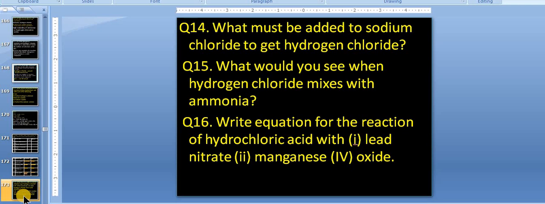Sir, in question number 15, it is mixing with ammonia, not ammonium hydroxide. What would you see when ammonia is mixed? Better, also see ammonia plus HCl will give ammonium chloride, NH4Cl. Right? Yes, sir. Same only, no? NH3 plus HCl give NH4Cl. Yes, sir. Same. Okay. Fine. Now next is the 16th question.